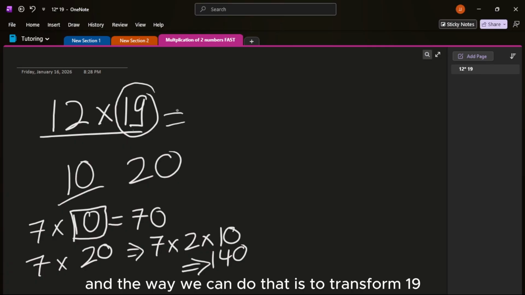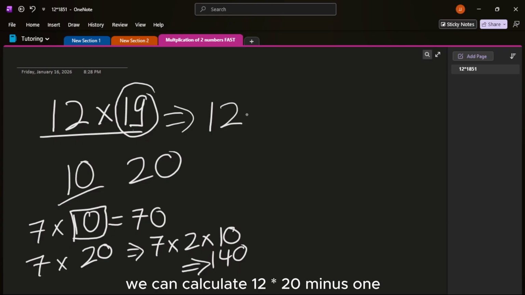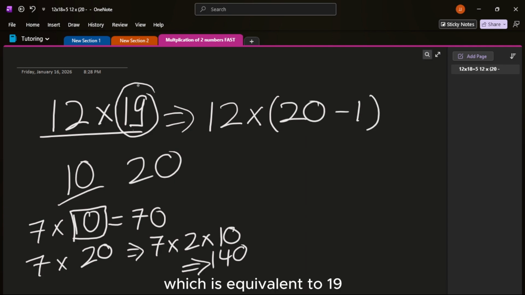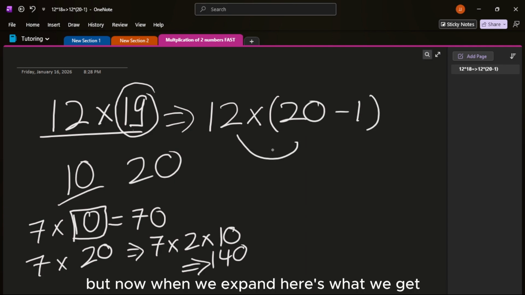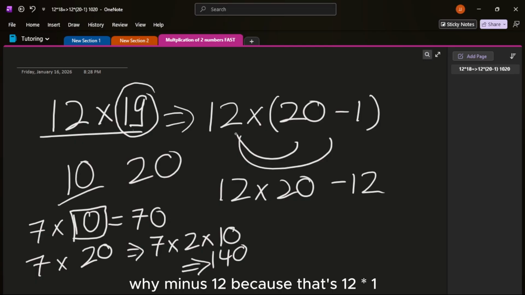And the way we can do that is to transform 19 into a multiple of 10. So rather than calculate 12 times 19, we can calculate 12 times 20 minus 1, which is equivalent to 19. But now, when we expand, here's what we get. 12 times 20 minus 12. Why minus 12? Because that's 12 times 1, and 12 times 1 is just 12.